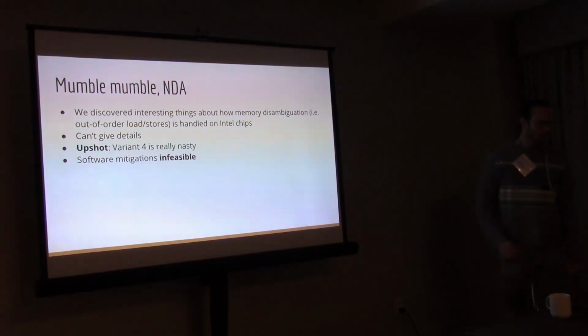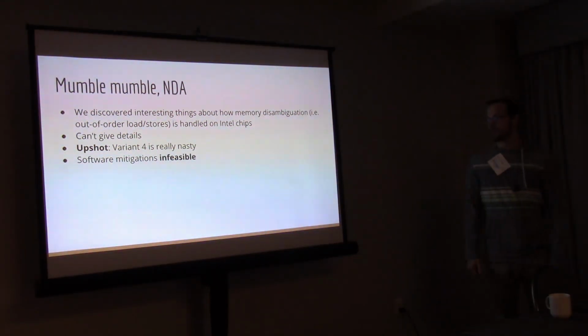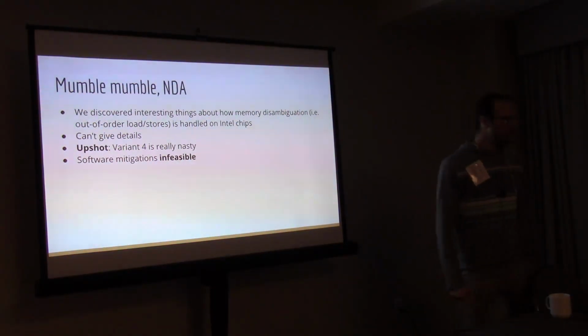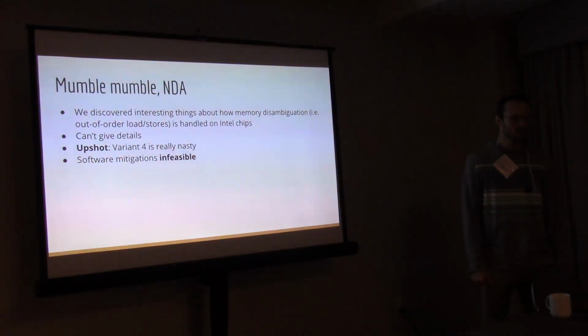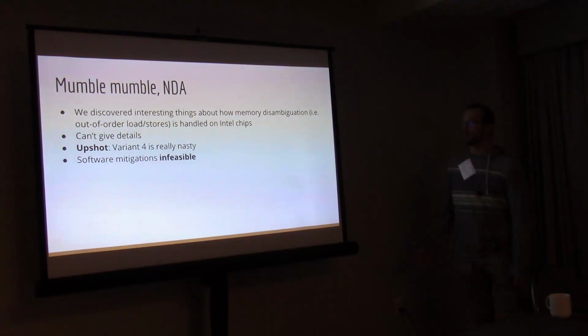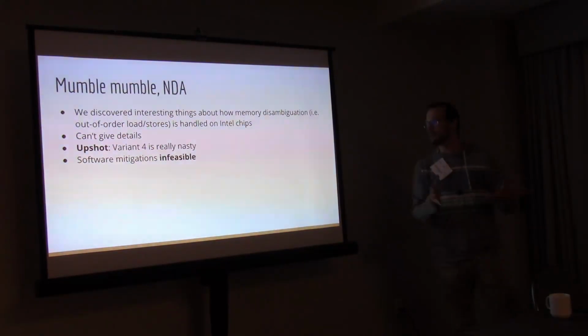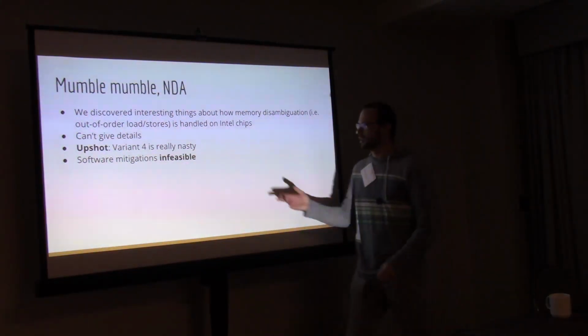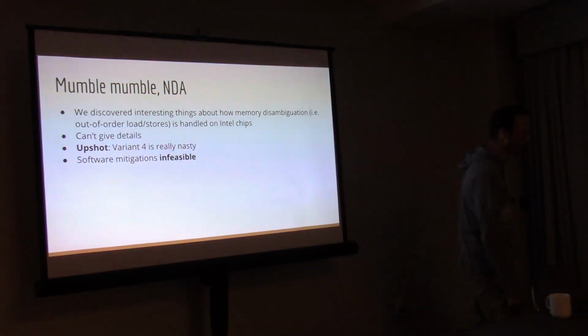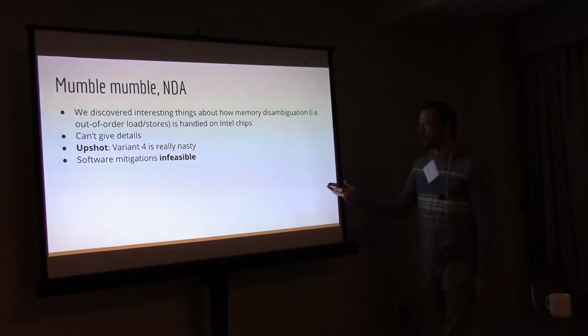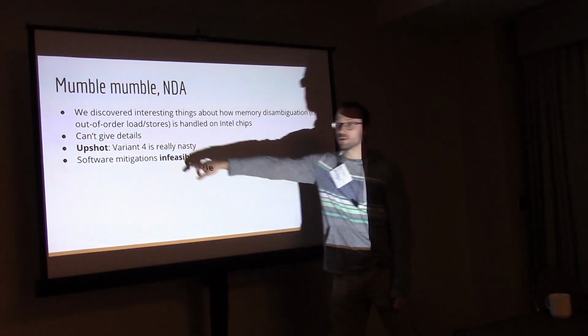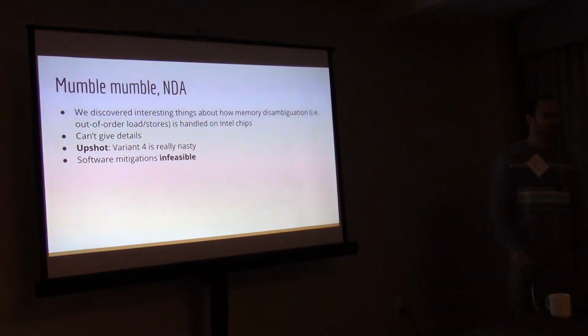So we found a lot of interesting things about how the memory disambiguator works. I don't think we discovered anything that Intel would agree on how it works, but we had a folk understanding of how it works. Because of complicated NDA situations, I can't even tell you my folk understanding of how it works, so I can't give you any more details on that. But I can tell you that variant 4 is really nasty. It's totally exploitable, and that's bad. Also, Phil worked really hard on trying to do software mitigations for variant 4, and it's essentially infeasible. This is why Intel has microcode updates which can disable the memory disambiguator altogether.